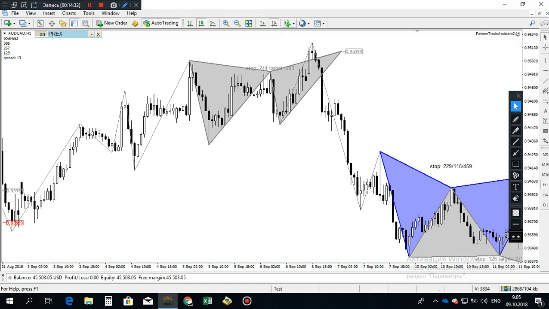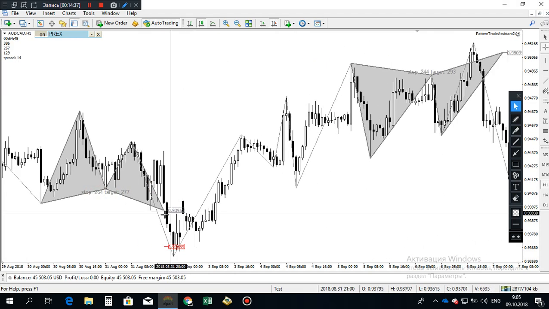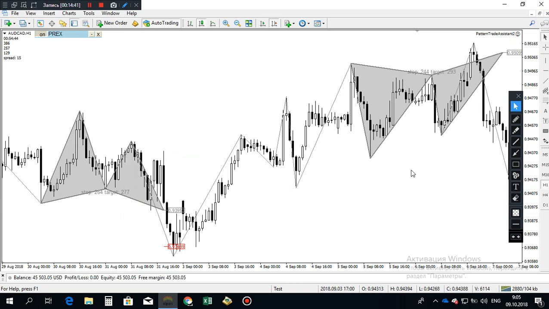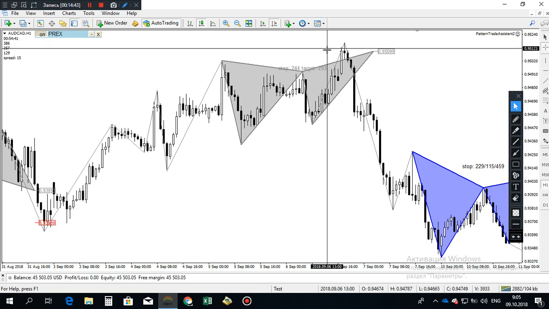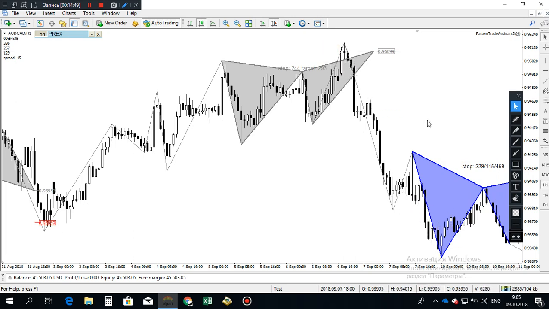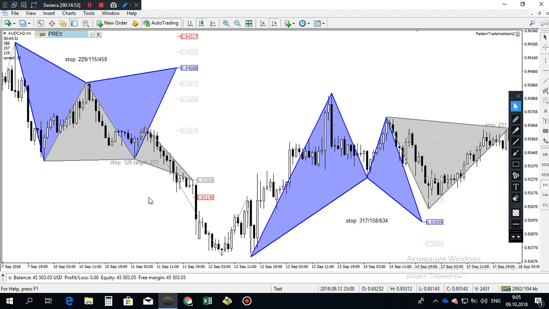Another situation is this butterfly. Obviously, yes. The first one gave a small bounce to the upside, from here to here, 43 pips. But this one actually gave a great reversal. If you were using a trailing stop, you could have had greater targets than placing that take profit.